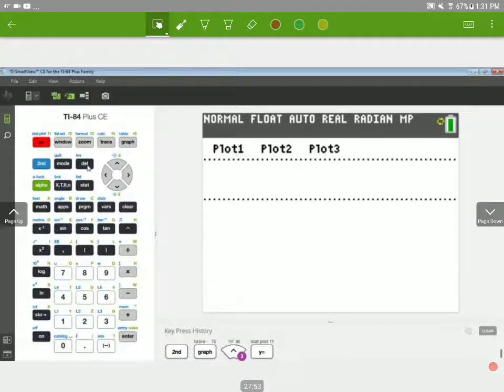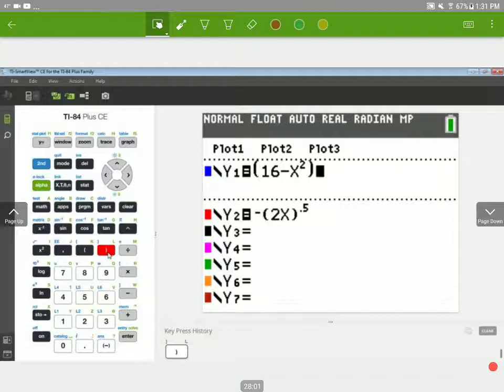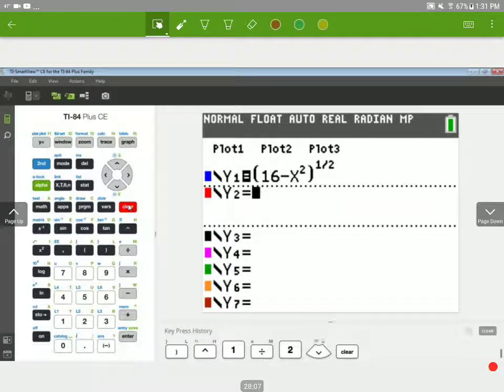Y equals, clear, parentheses, 16 minus... Maria had a good question. She wanted to know if the 16 simplifies to 4. If there was not a minus between them, you could pull it out. But because it's a binomial, not a single term, you can't. But that is an excellent question.